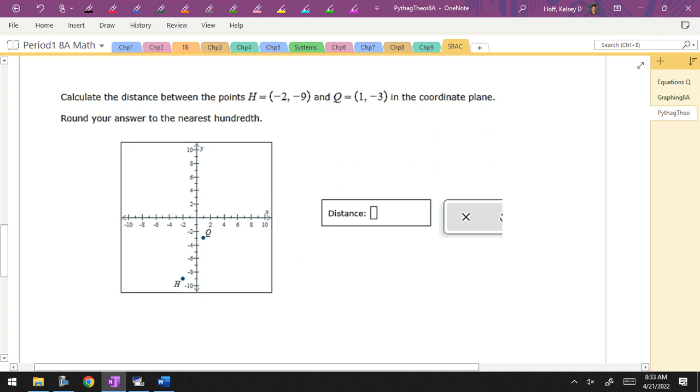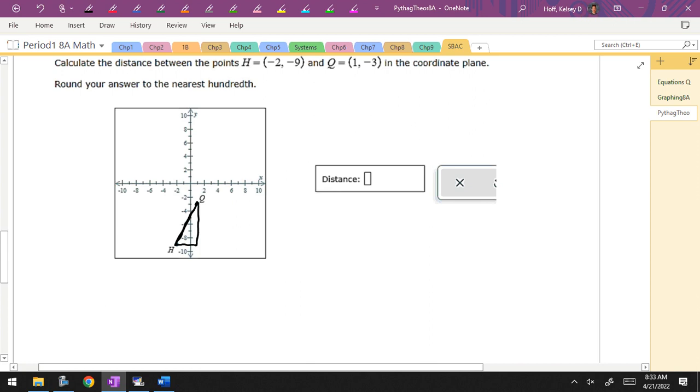Calculate the distance between points H at -2, -9, and Q, 1, -3. Round your answer to the nearest hundredth. They even gave us a grid on this, and I'm going to use this as an example. They really want us to know how far apart these are. So we said if we could drop it straight down and go straight over, we have a right triangle, yes? So this is where we have to subtract our x's and subtract our y's.